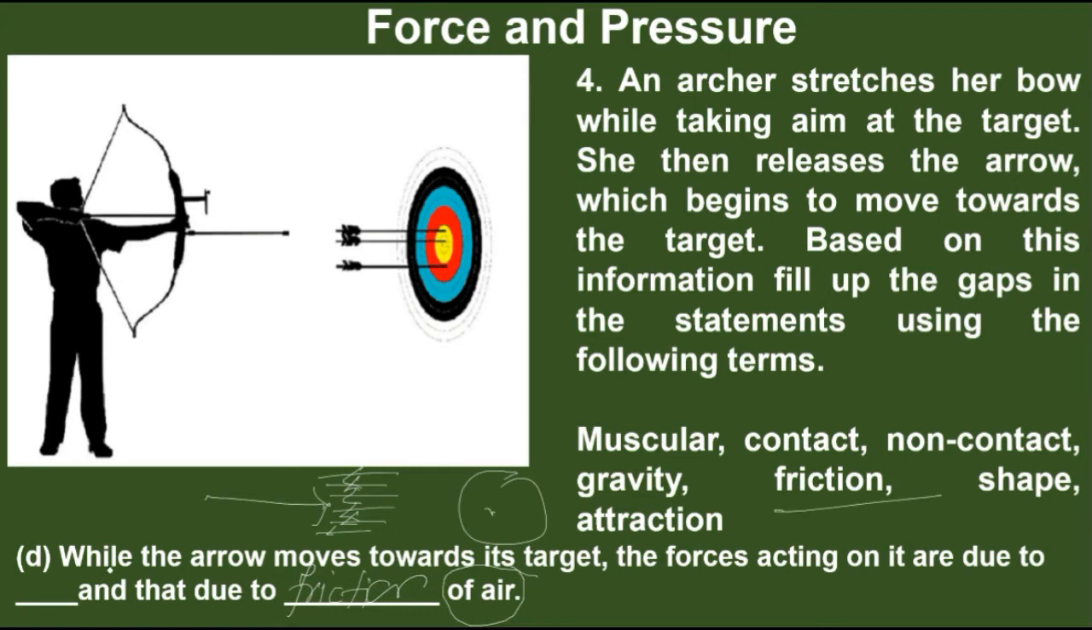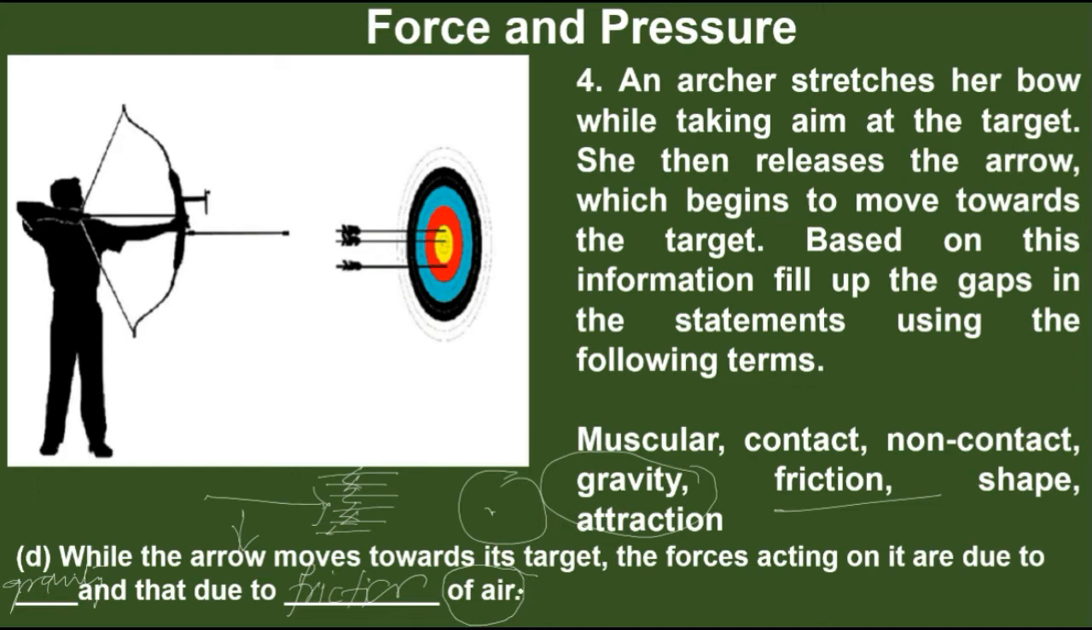But wait a minute. While the arrow moves towards its target, the forces acting on it are due to, what is that? This arrow is also pulled by the force of gravity, because gravity is here. Earth is pulling it, right? So here gravity should come. So the answer is, while the arrow moves towards its target, the forces acting on it are due to gravity and then due to friction of the air. Is that clear? Okay.